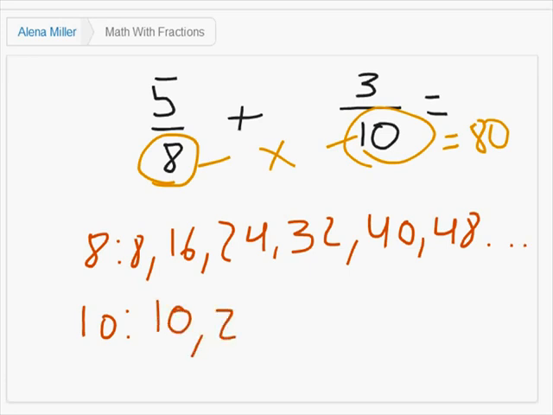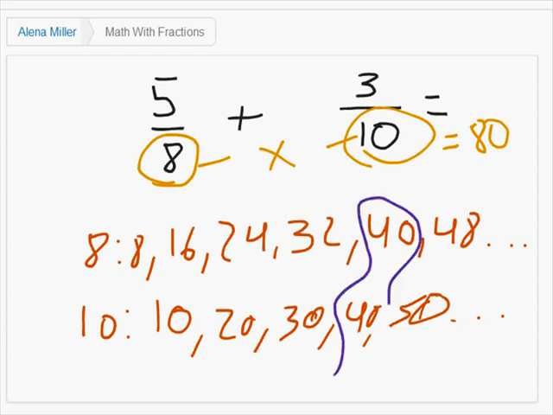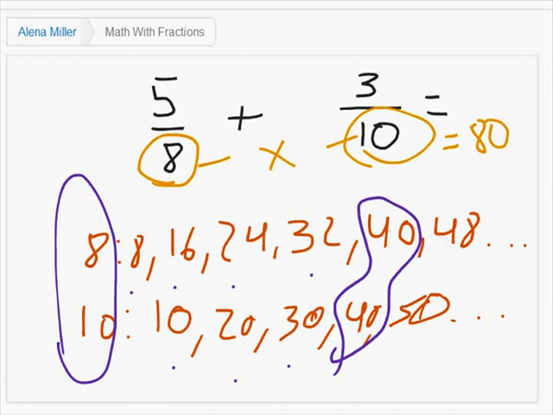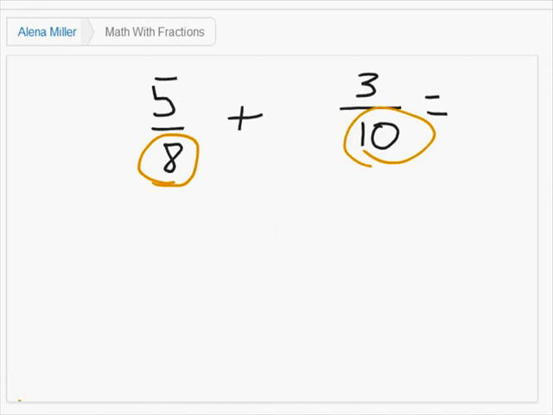For 10, it's pretty easy. 10, 20, 30, 40, 50, and so on. Right here, you can see we have our first number that applies to both 8 and 10. None of the other numbers are common in both of them. Only 40. There might be more later on, but this is the first one, so this is the one we use. I think the best way to do it is this way.